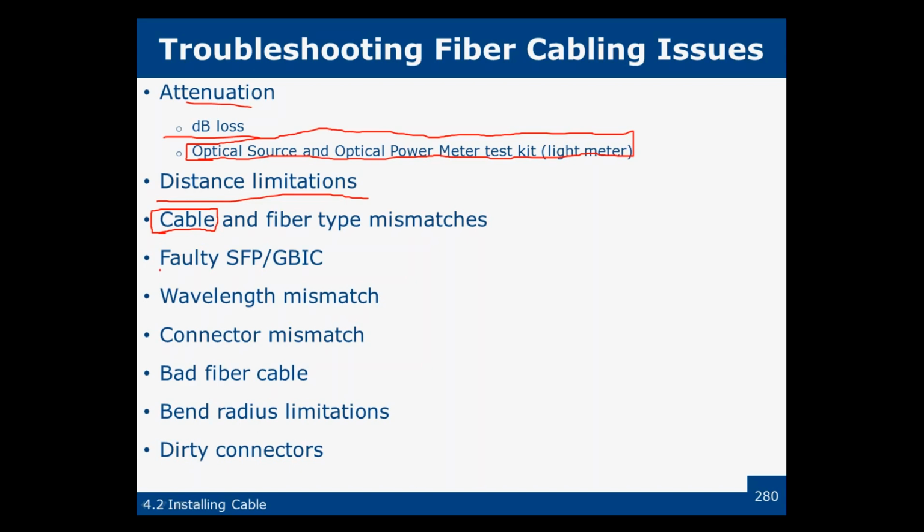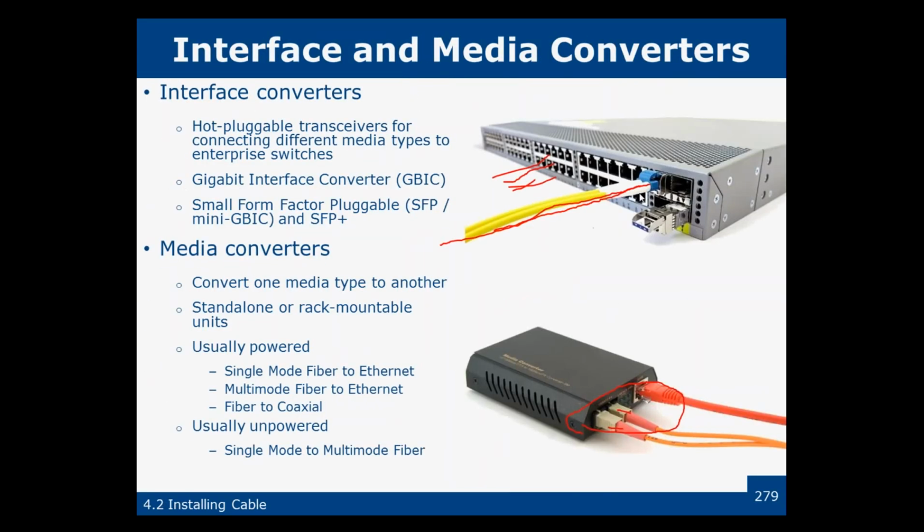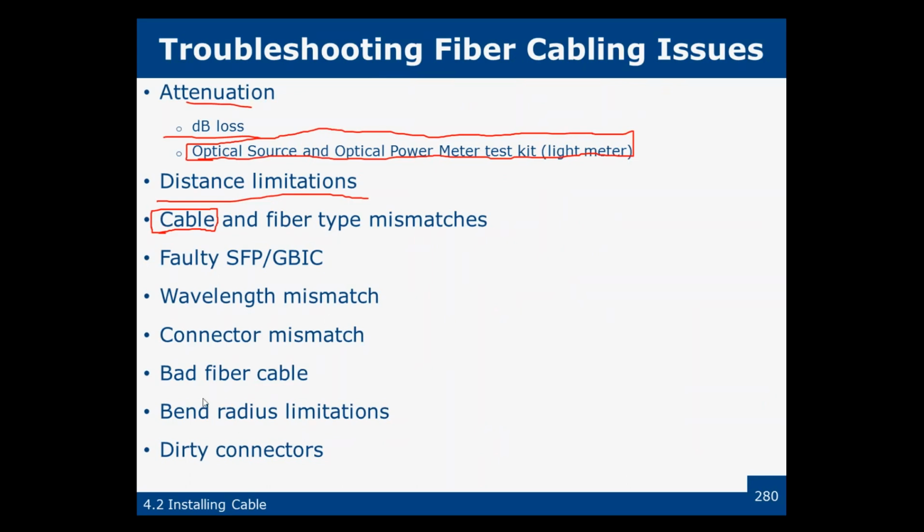Let's see, wavelength mismatches, connector mismatches, bad fiber cable, dirty connectors are some of the common ones, I guess. The faulty SFP or GBIC says when you're troubleshooting a switch or a router, check that any plug modules installed in the appliance are correctly seated. Let's go back to the switch. These are plug-in modules typically they can take out. You want to be sure that the module is actually properly seated in the system.